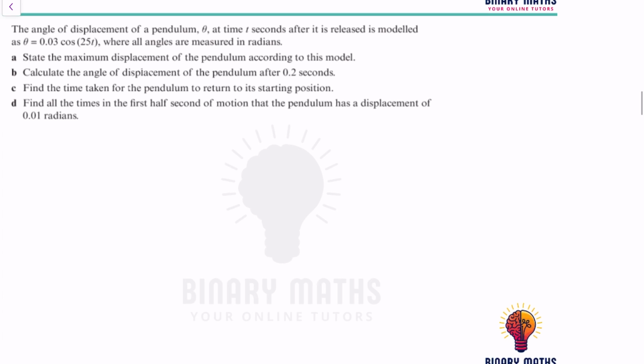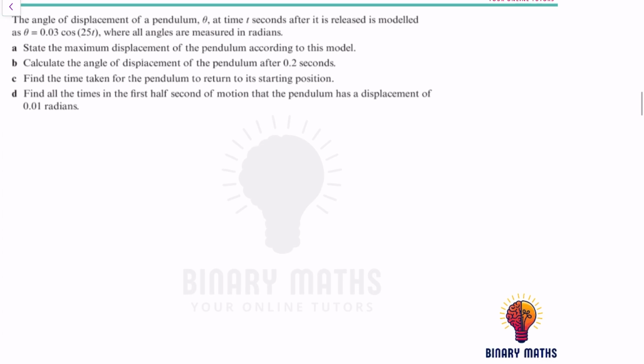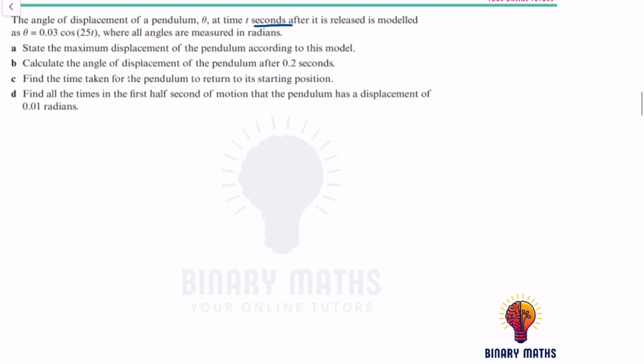Okay, next question. The angle of displacement of a pendulum theta at any time t seconds after its release is modeled by theta equals 0.03 times cos 25t, where all angles are measured in radians. So in radian mode now. State the maximum displacement of the pendulum according to this model.